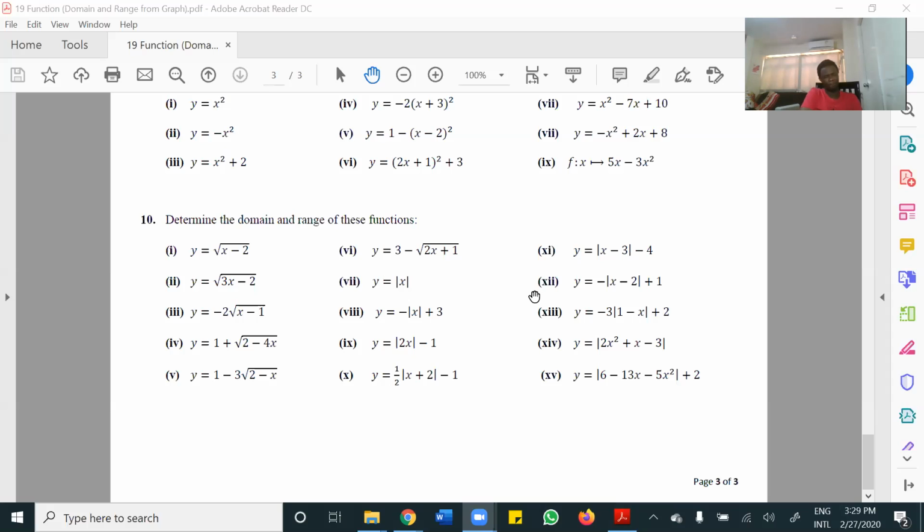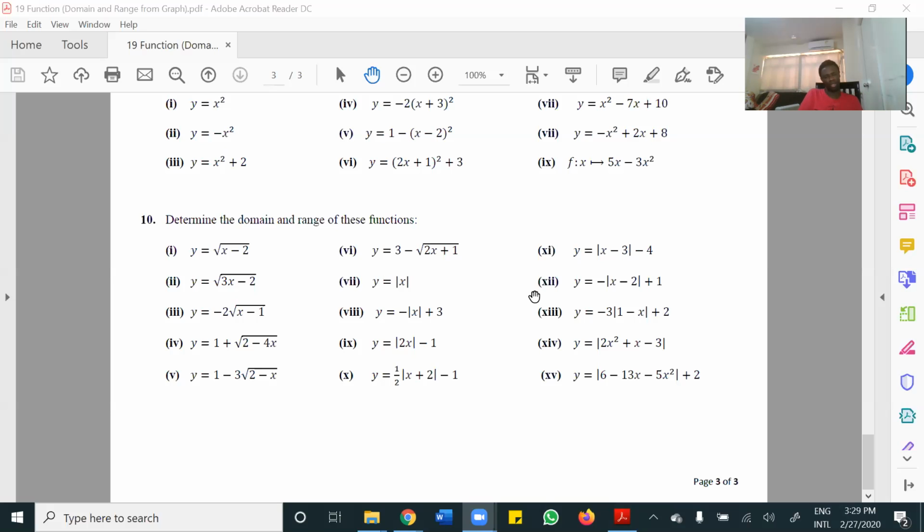I think x is less than or equal to 1/2. Yes, everything less than or equal to 1/2. That's correct. So basically it's the same principle. 2 minus 4x must be greater than or equal to 0. That's what you did, right? Yes. So x must be less than or equal to 1/2. Correct. So all real numbers such that x is less than or equal to 1/2. Who is next? Leo?